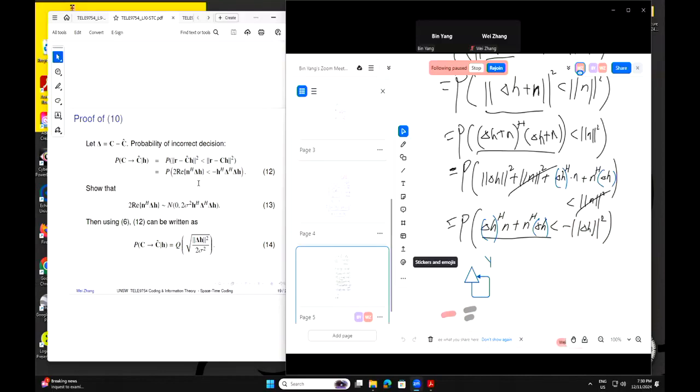That is A Hermitian B plus B Hermitian A. So this is equal to double real A Hermitian B. What's the meaning of that? So I can give you another property, that is X Hermitian plus X, or X conjugate plus X.